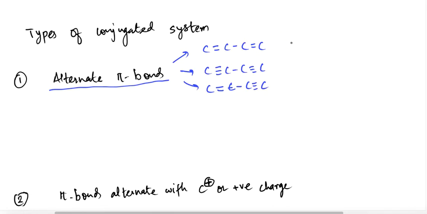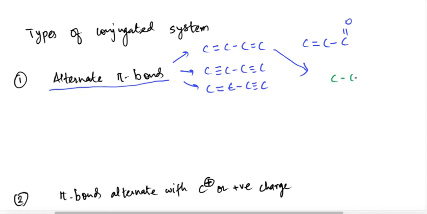It can happen between a double bond between different atoms also. Suppose you have double bond, single bond, double bond, then here also resonance will take place. Okay, so this system is parallel p orbital system. I will just draw the orbital picture of it so that you can understand it very well.